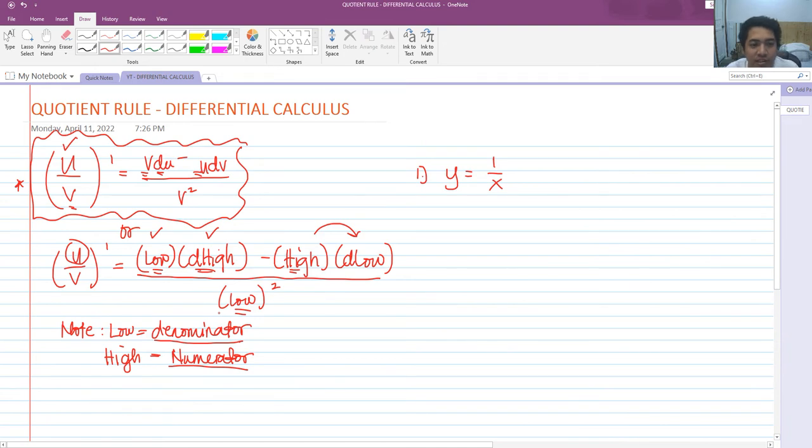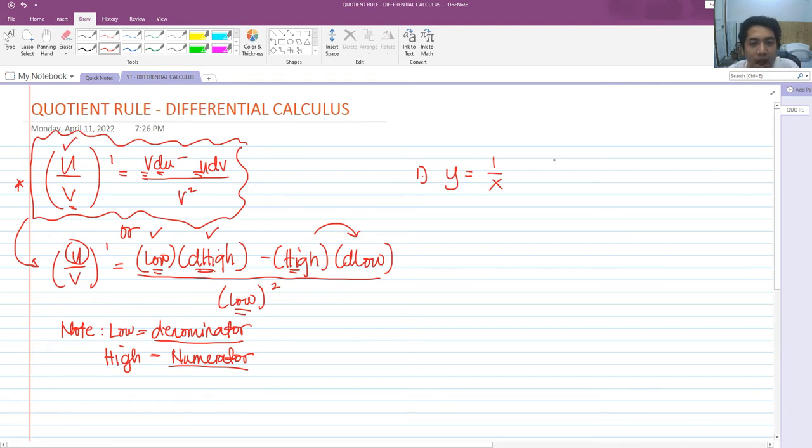It's much easier to remember than v du minus u dv all over v squared. You might forget this formula, rather than the mnemonic: low d high minus high d low all over low squared. Okay? So again, we're going to apply this. In order for us to further understand what we are trying to say here, let us solve some problems.